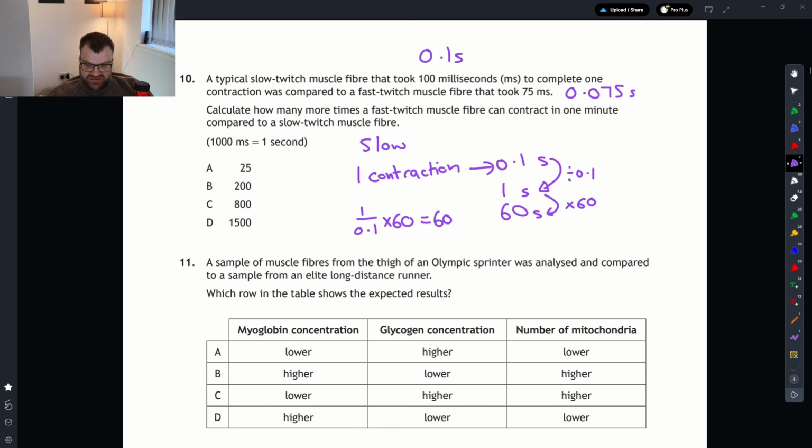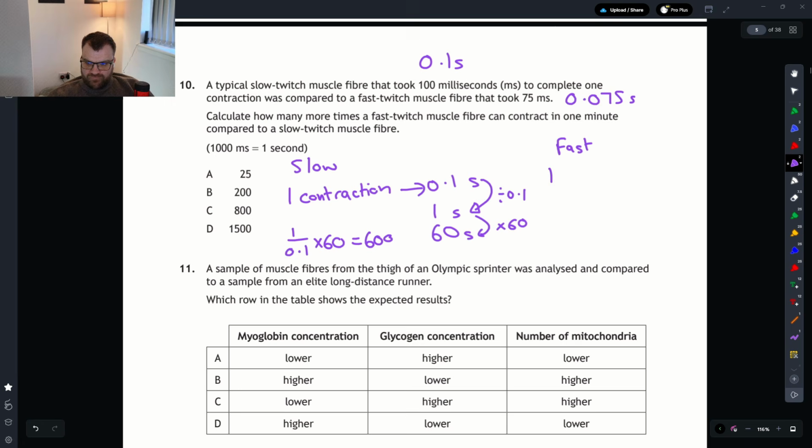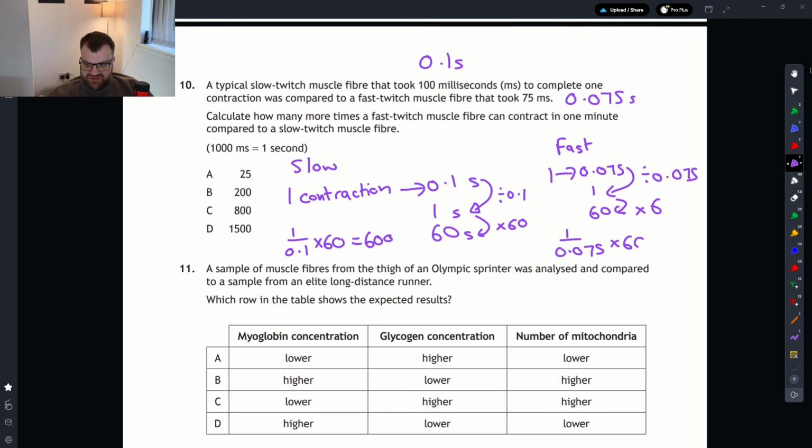Is that 600? 1 is 0.075. Go through 1 up to 60. Divide by 0.075 times by 60. So 1 over 0.075 times 60 is 800. Right. How many more times can it contract in a minute than the slow twitch?